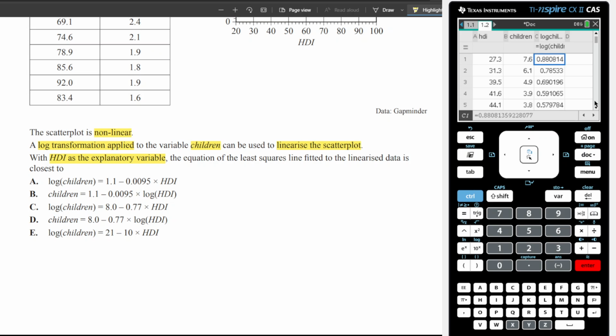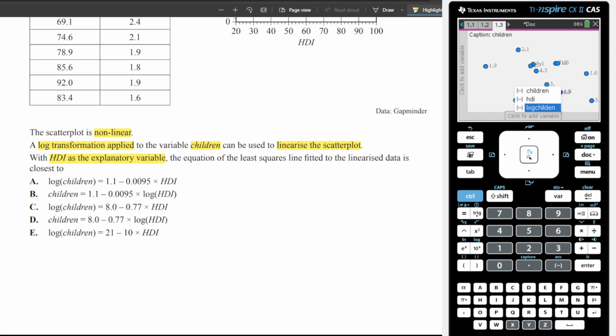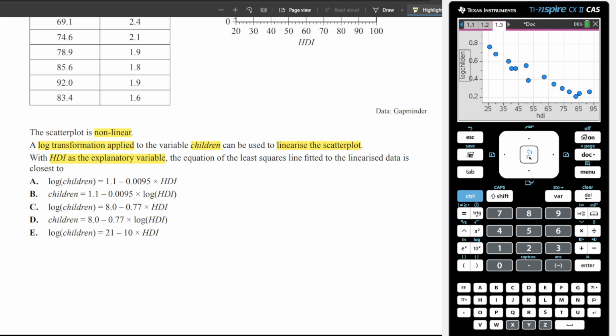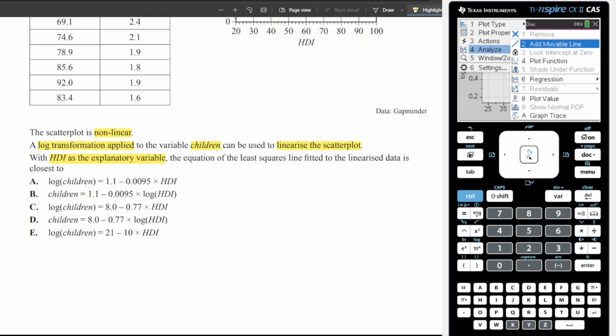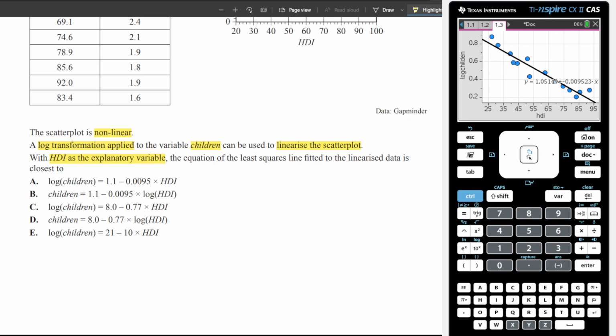Now, to find the least squares regression line, there are a couple of ways we could do it. I'm going to go into the data and stats page, put in here our HDI, and then our log children. It looks pretty linear now. So let's go menu, analyze, regression, and show linear, a plus bx. And they've given us the equation.